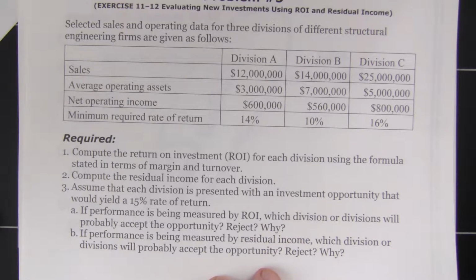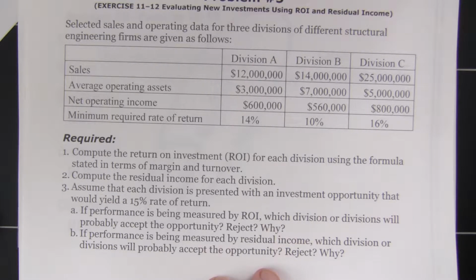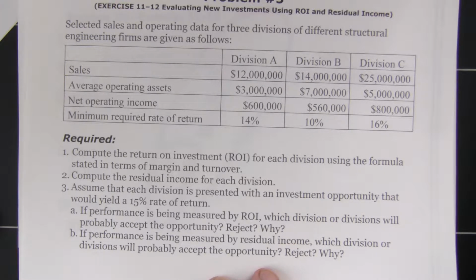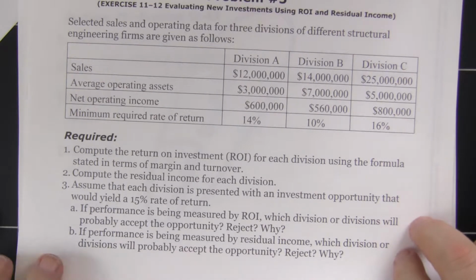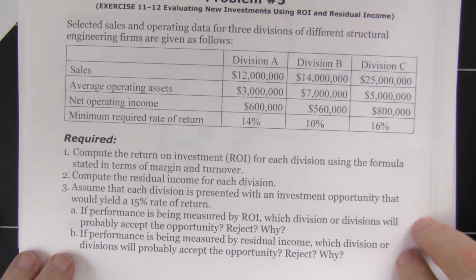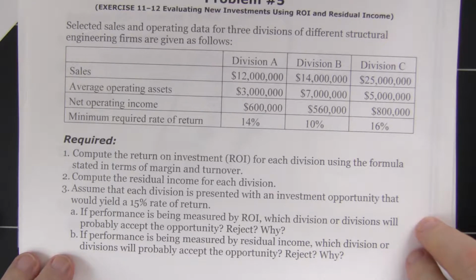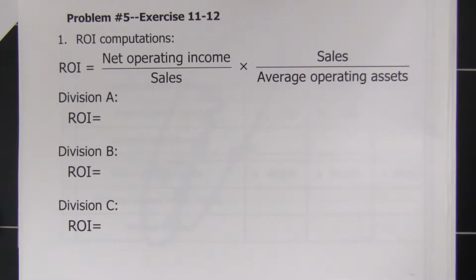We see they are different sizes. They have average operating assets, again, of fairly different sizes, but the difference in the sales is far greater than the difference in the assets and in the operating income. And then we have a minimum required rate of return of 14% for the smallest division and 16% for the largest division. It says compute the return on investment for each division using the formula stated in terms of margin and turnover. Well, we can do that.